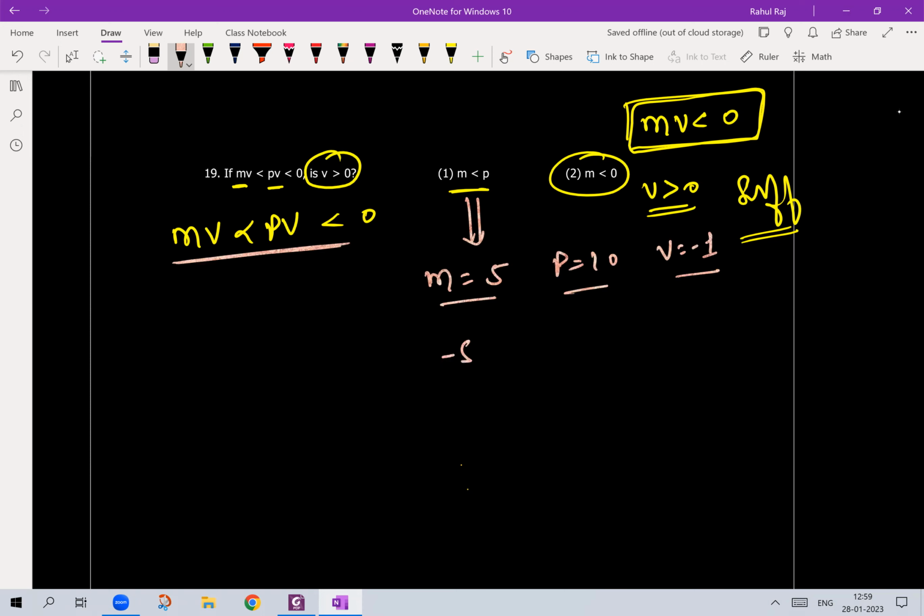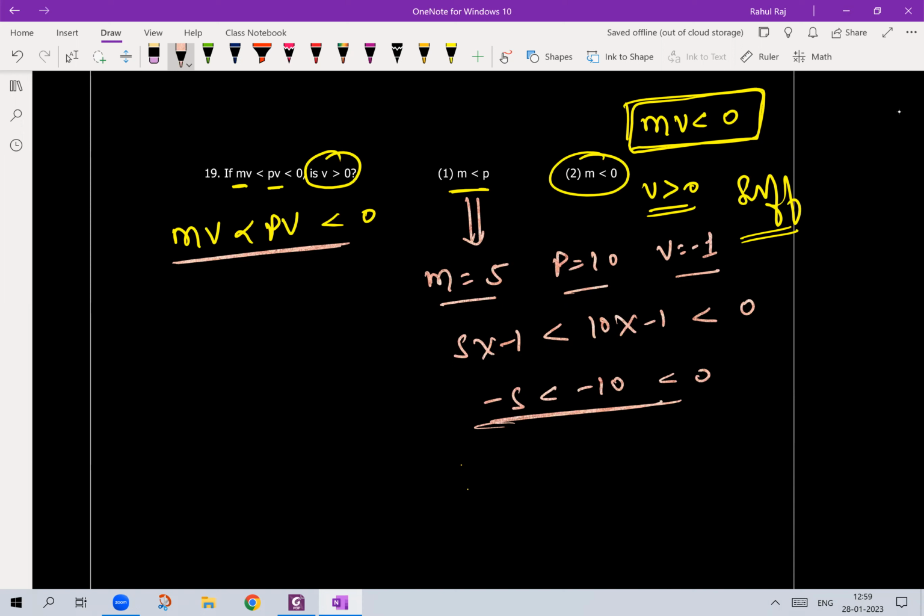So 5 into minus 1 less than 10 into minus 1 less than 0. That is minus 5 less than minus 10 less than 0. This series does not exist in math at all. Minus 5 is not less than minus 10. Minus 5 is greater than minus 10. So you can't take M and P positive and V negative.